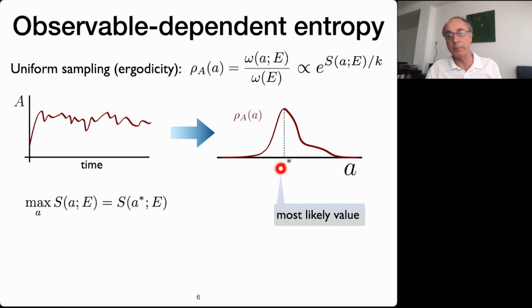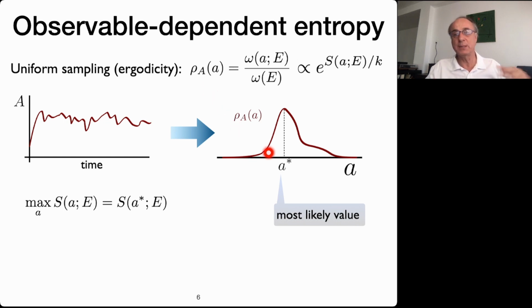If the observable is macroscopic, we know, following Boltzmann, that this probability distribution will be almost a delta function, highly peaked around this value. So almost with probability 1, my observable will go to A star, to this most likely value, and will remain here for a long time, except for tiny fluctuations. But I want to stress that you can define this for any observable, and you can define also this rho A, microscopic or macroscopic.